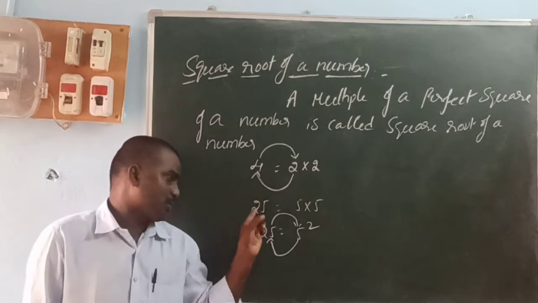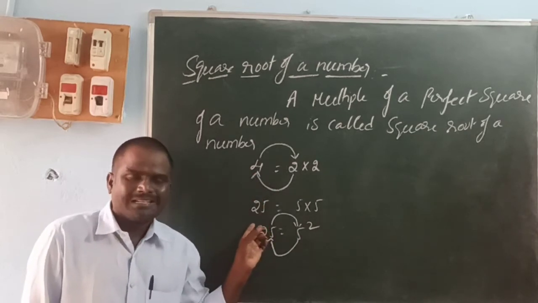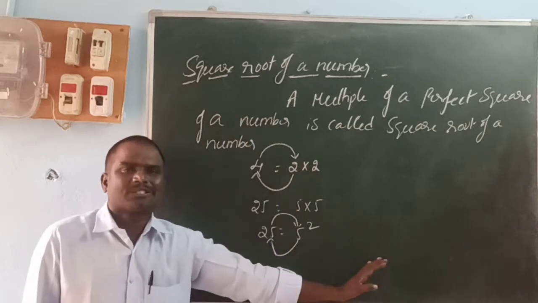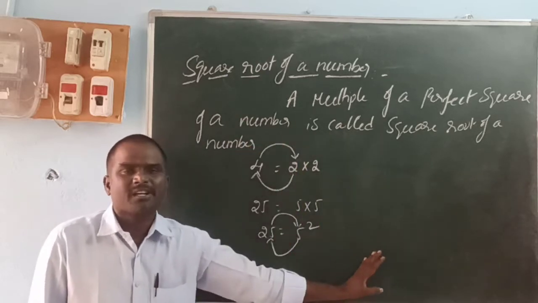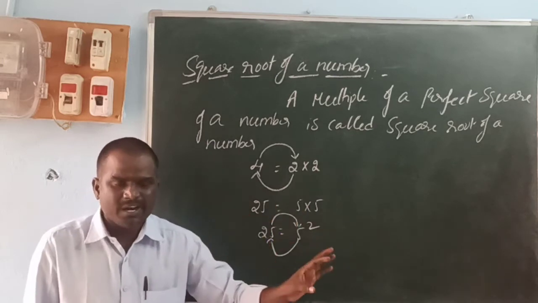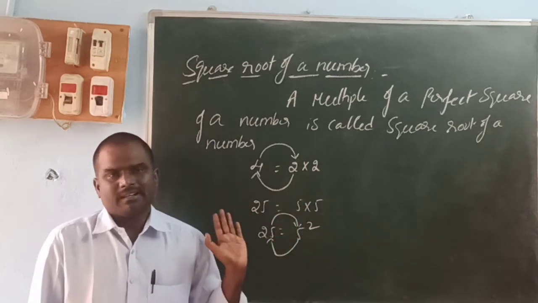Okay, here 4 and 25, 16, 36, 64, 81, 100. These all are perfect squares. Their square roots are rational. The remaining non-perfect squares are all irrational numbers.